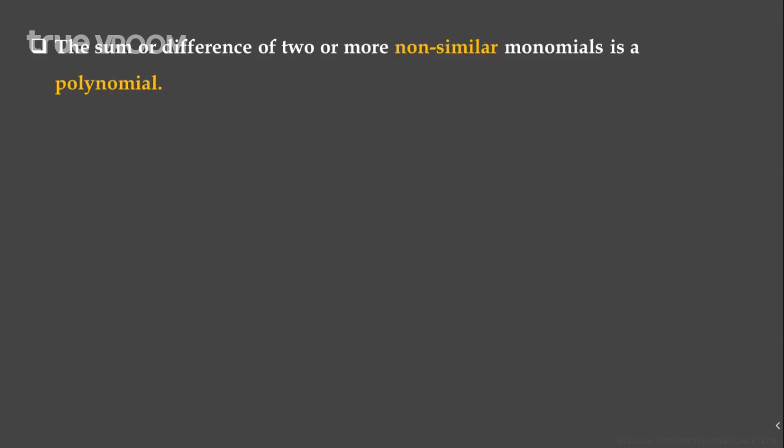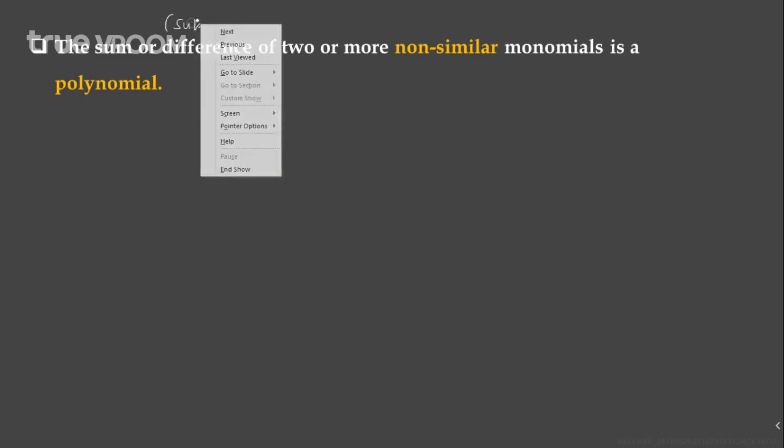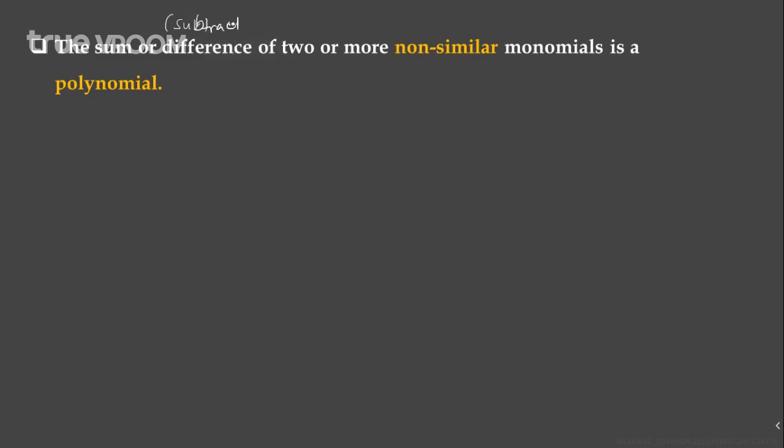Now, those are similar monomials. How about if the two monomials are not similar? Here, the sum or difference. When you say difference, this is subtraction. When you say sum, it means addition. So the sum or difference of two or more non-similar monomials is a polynomial.